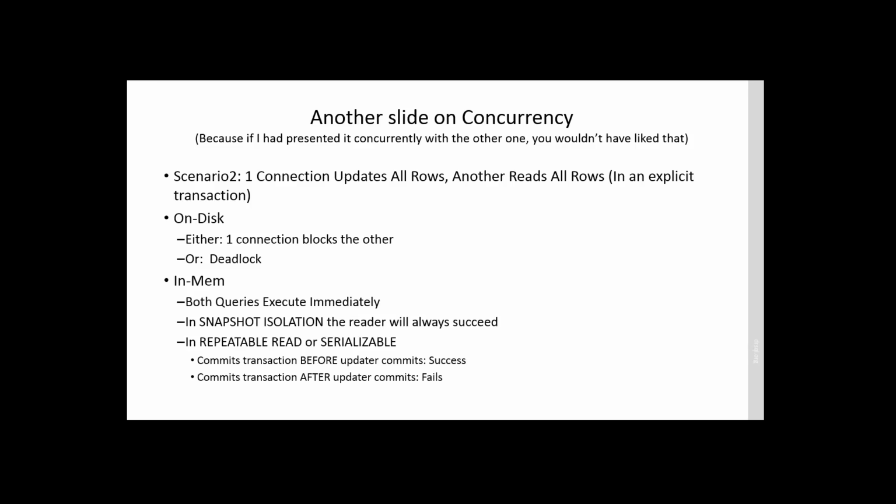In memory, something interesting happens. If you're the reader and you're in snapshot isolation level, you always succeed, fine. But if you're in repeatable read, both transactions do their business. This connection grabs all the rows. The other connection, I'm doing vertical hashes right now with my hands. They both end up finishing. If the writer commits before the reader, you get a failure. If the reader commits before the writer, it succeeds. So it's based on timing largely.